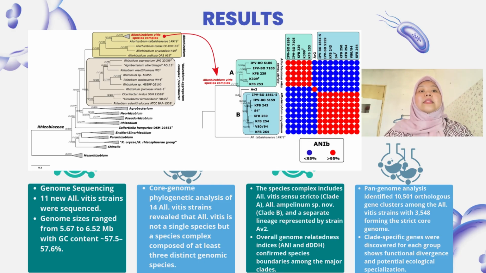The species in the complex are Allorhizobium vitis sensu stricto, which is clade A, and the second is Allorhizobium ampelinum species nova, clade B. This is the new species, and then a separate lineage represented by strain AV2. Overall genome relatedness indices, ANI and dDDH, confirm species boundaries among the major clades. For pan-genome analysis, it identified 10,501 orthologous gene clusters among the Allorhizobium vitis strains with 3,548 forming the strict core genome. And then clade-specific genes were discovered for each group, showing functional divergence and potential ecological specialization.